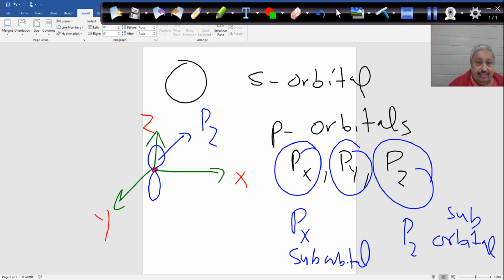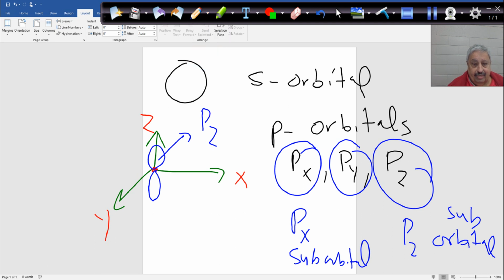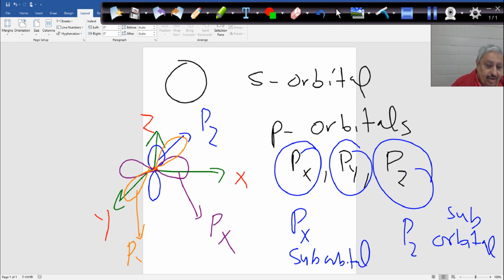Let me write it here, guys. That will not come in the exam. So let's take the violet here. This is the Px. And then the last one, maybe take the orange one. The orange one is the Py suborbital.